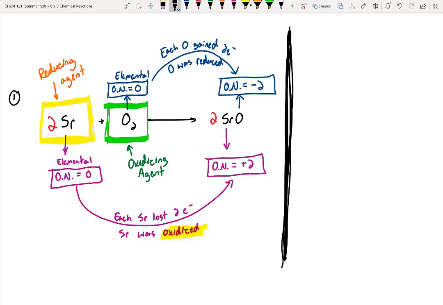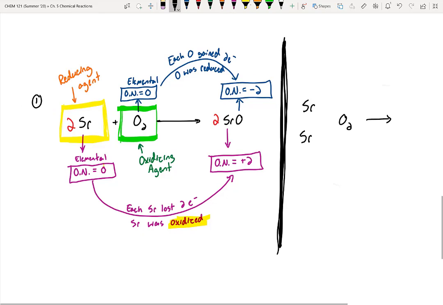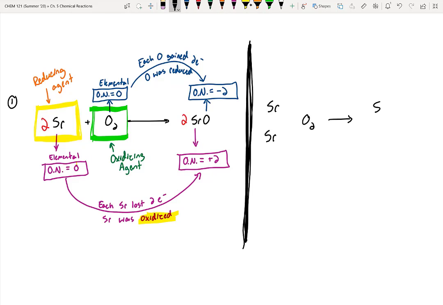Just a thick line. Really what this is saying is on the starting material side, we've got 2 of these atoms. And then we've got an O2, which if you do the Lewis structure, O2 actually has a double bond like that. We could just write O2, it doesn't matter. So we've got 2 strontium atoms reacting with an O2. And then we're creating 2 of the strontium oxides, right?